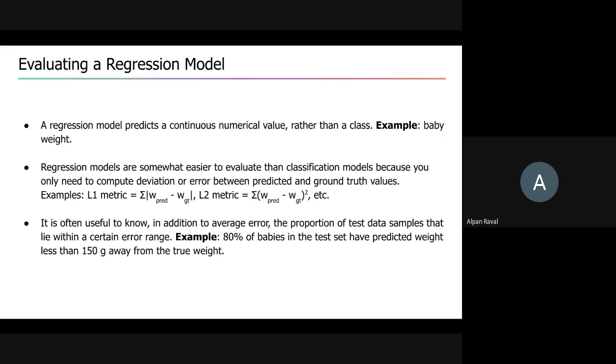If the average is 120 grams, it could be that some babies have an error of 500 grams, whereas some babies have an error of 10 grams. So it's often useful to know things like what percent of babies would have an error of less than 100 grams. This is a different way of quoting the same type of error metric. The fundamental error metric is similar, it's an L1 or L2 error typically. But you might quote it slightly differently and say 80% of babies in the test set have predicted weight that is less than 150 grams away from the true weight or something like that.